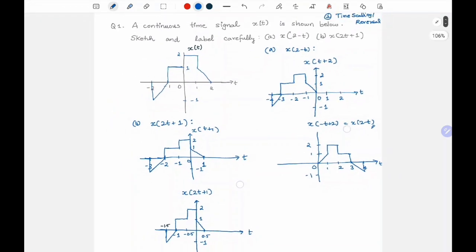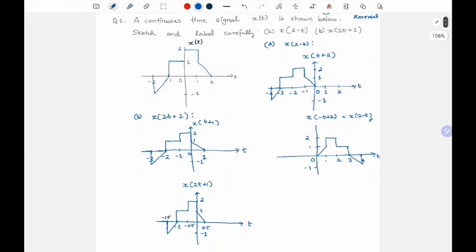You can take a moment to observe what I have done. If you're also comfortable with the second way, where we first do the time scaling and then do the time shifting, then you can approach it like this. So, the second way.